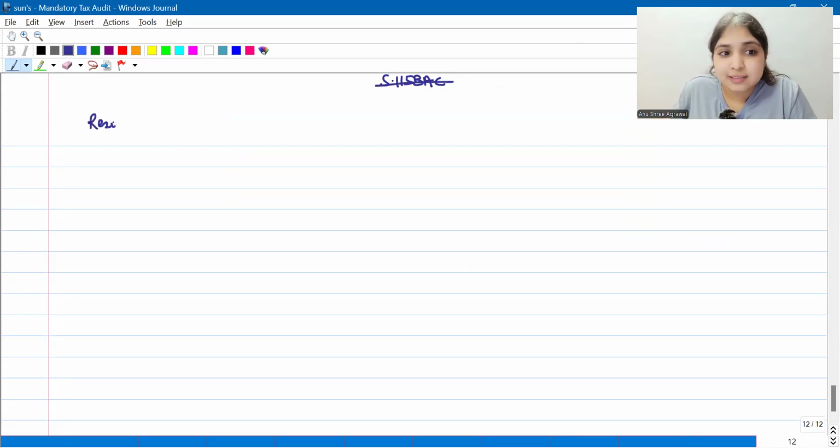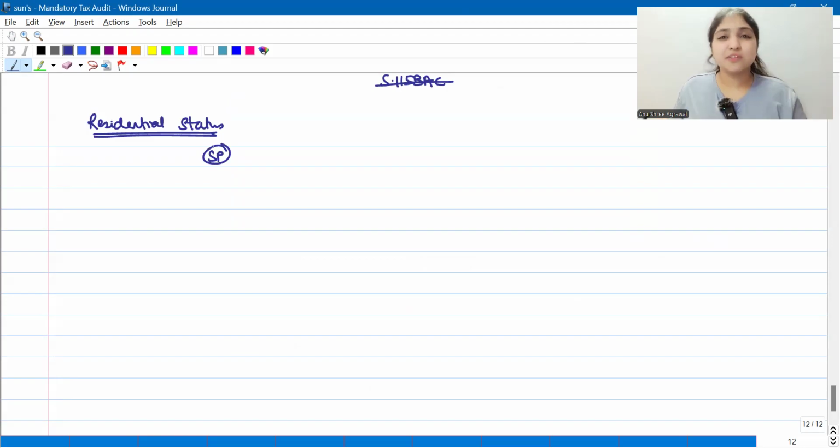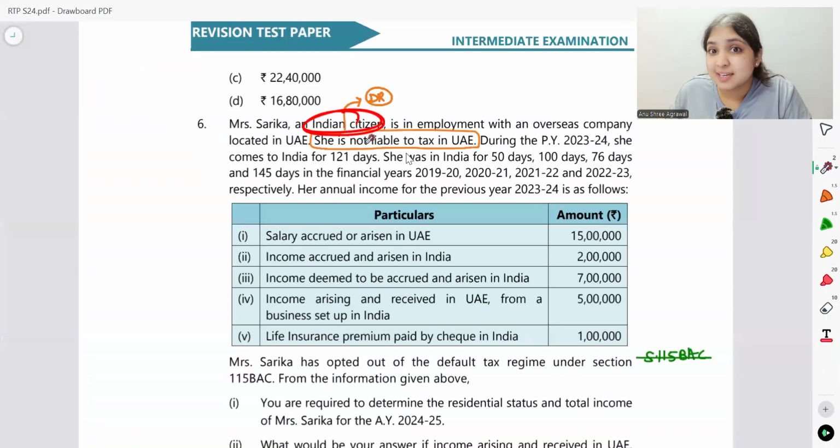First of all, they're asking us to check her residential status. Now, in residential status, I will of course first of all give priority to special provision. Special provision is nothing but your 120 days provision, but I can apply that provision only if some conditions are fulfilled. Condition number one is that assessee must be an Indian citizen or a person of Indian origin. Yes, assessee is an Indian citizen.